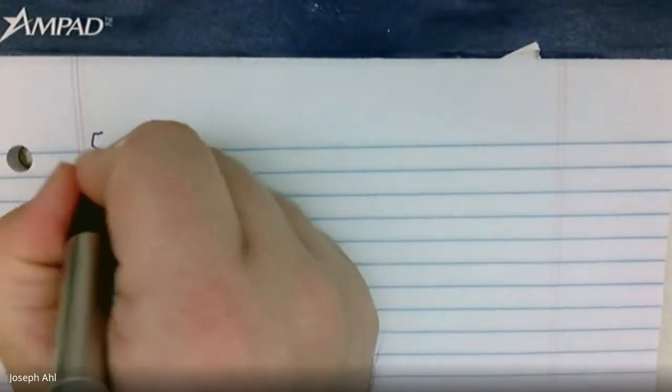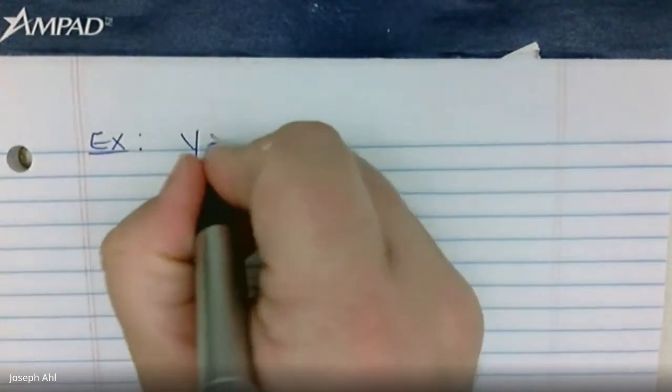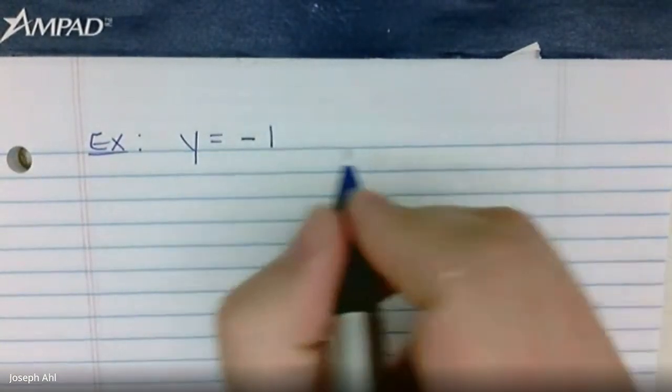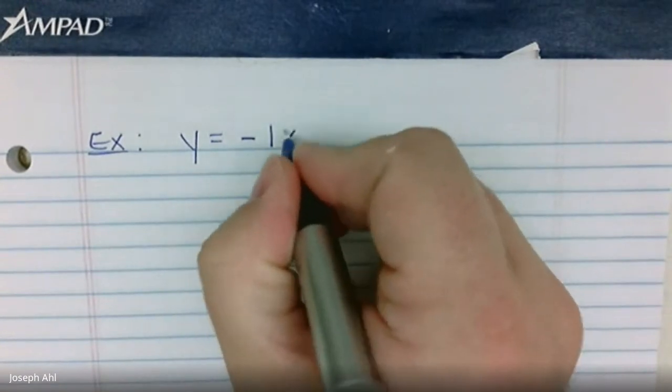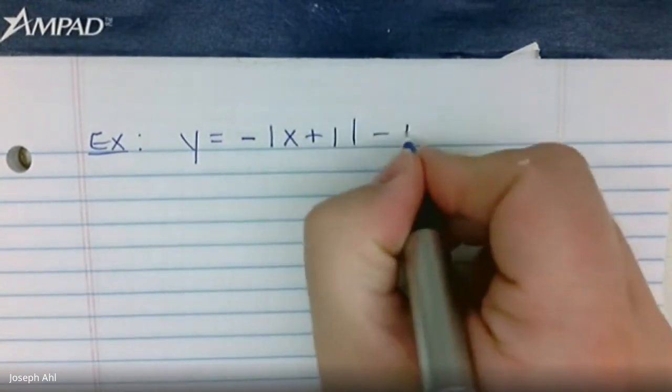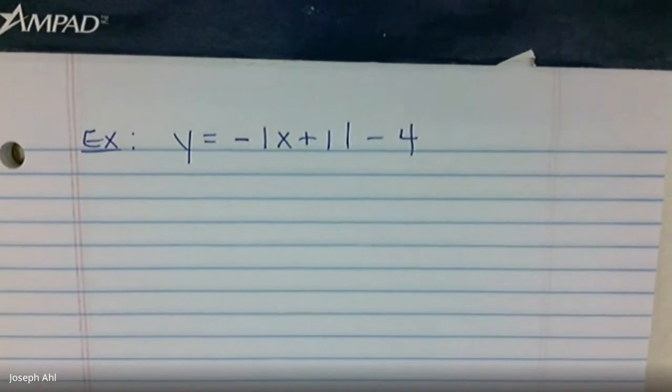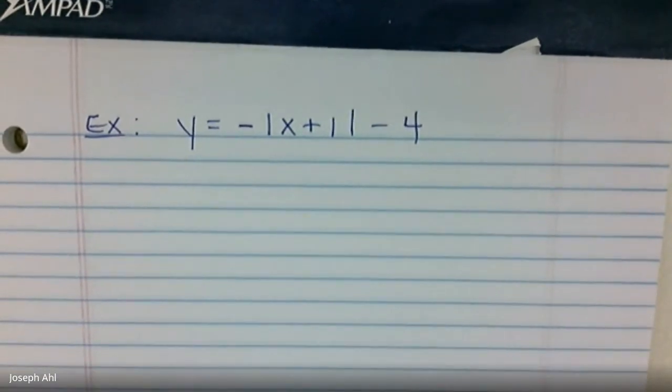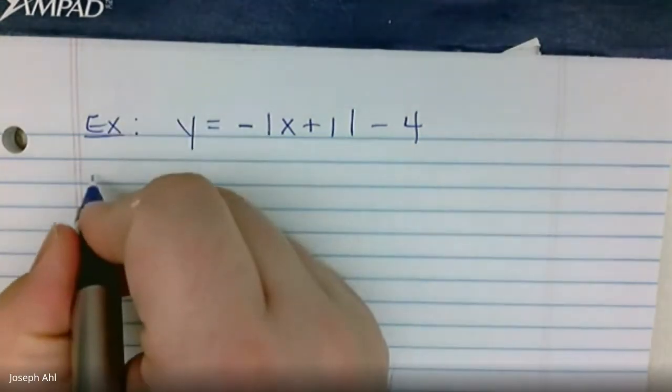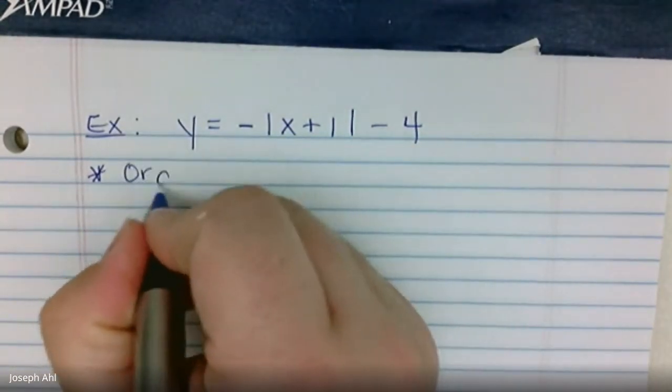So let's see if we can do a combination problem. What I mean by that is let's take a look at something of the form, for example, y equals the negative absolute value of x plus 1 minus 4. Okay, so I want to make a sketch of this, and I also want to list the transformations. And the order that the transformations go in is kind of important.